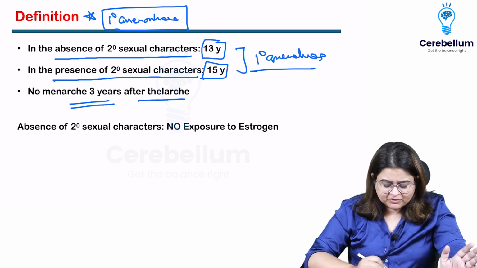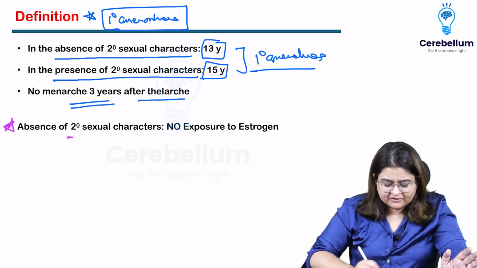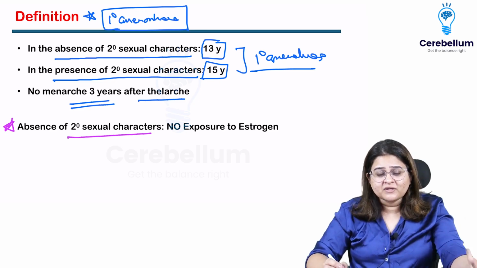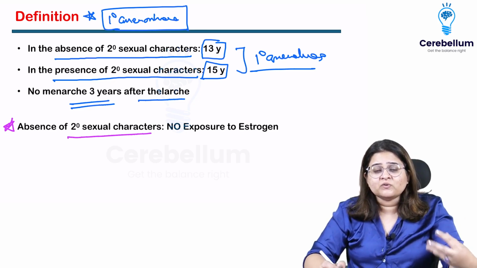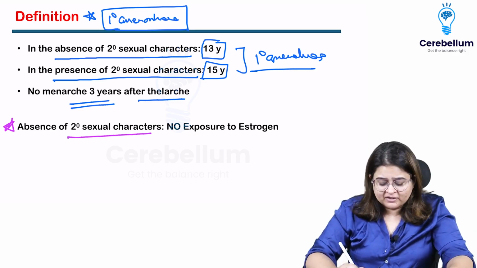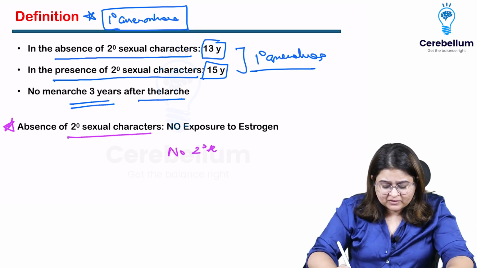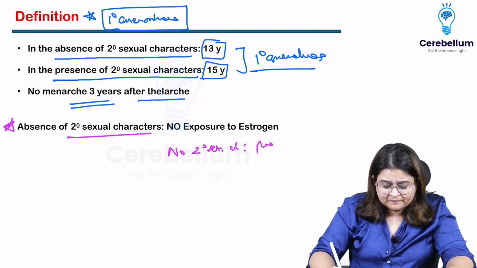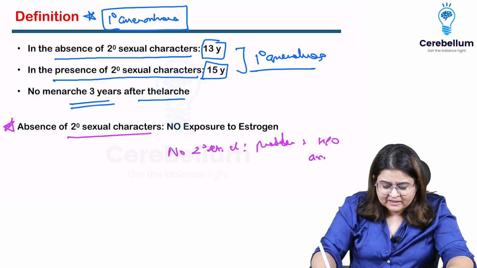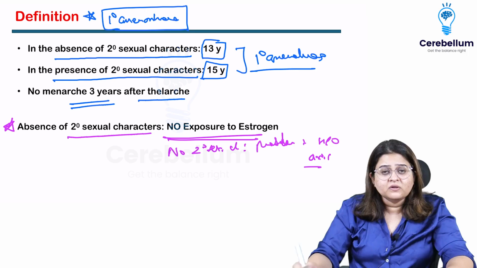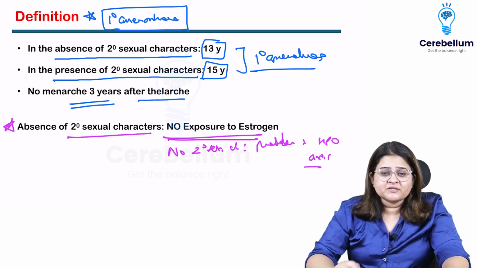So why is this important? Absence of secondary sexual characters. Why are we looking at this? Because when we're not seeing secondary sexual characters, we know there's a problem in the HPO axis, right? So no secondary sexual characters means a problem in the HPO axis. That means there is no exposure to estrogen. And that brings us to this slide.